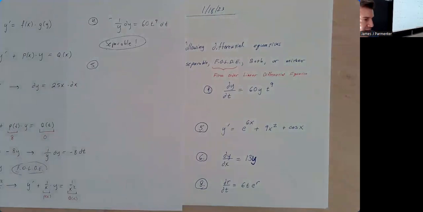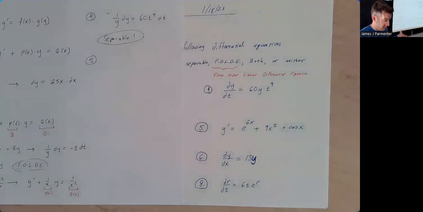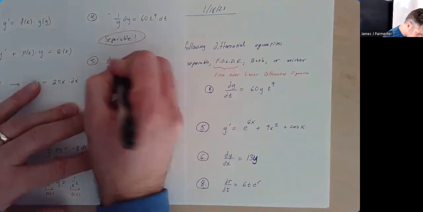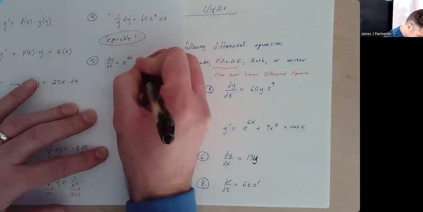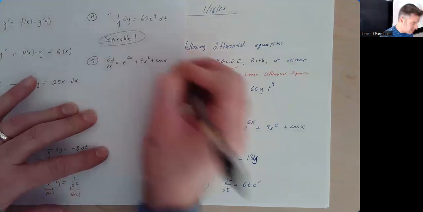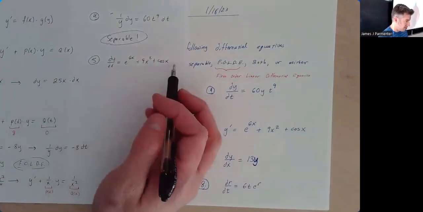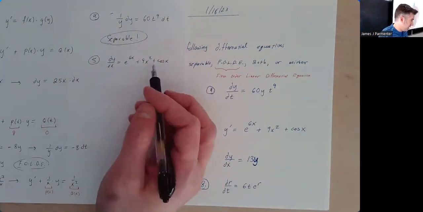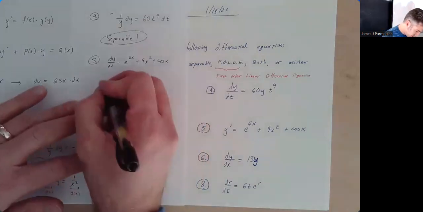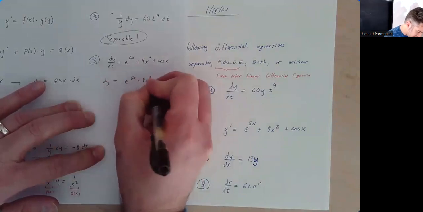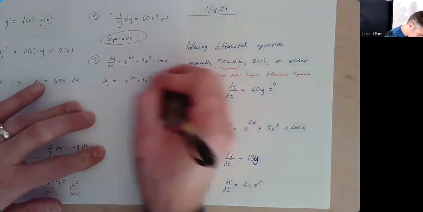5 doesn't look like it's anything specific, but it's totally separable, right? We've already got all the x's on the right except for the dx. We just have to rewrite this as dy dx equal to e to the 6x plus 9x squared plus cosine x. I mean, this is really more of a 16b type of problem, right? Solving this differential equation really just means you're anti-differentiating the right-hand side, right? You would get dy equal to e to the 6x plus 9x squared plus cosine x dx.